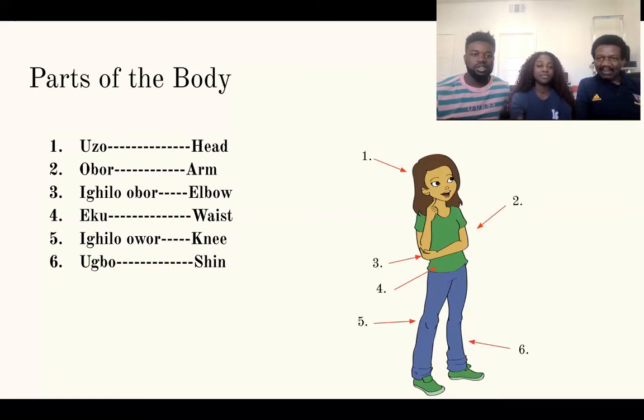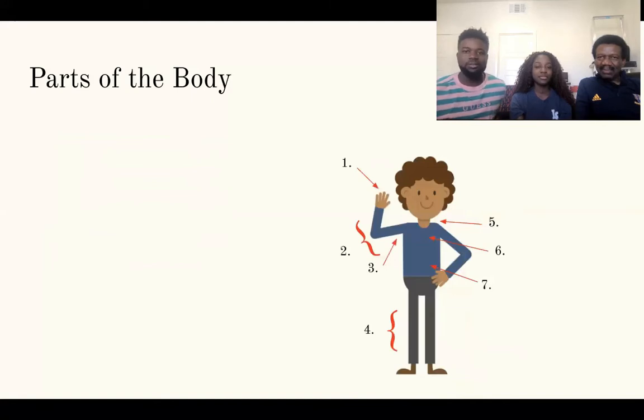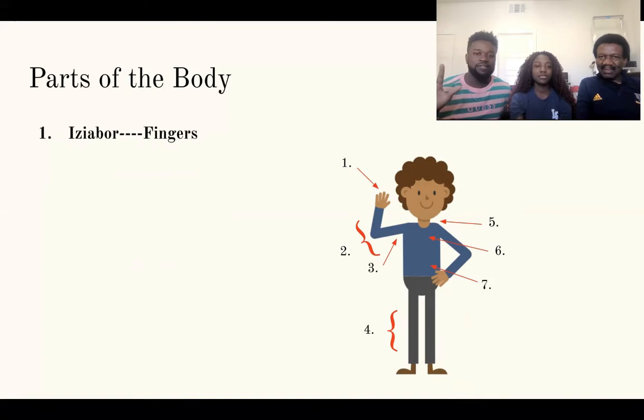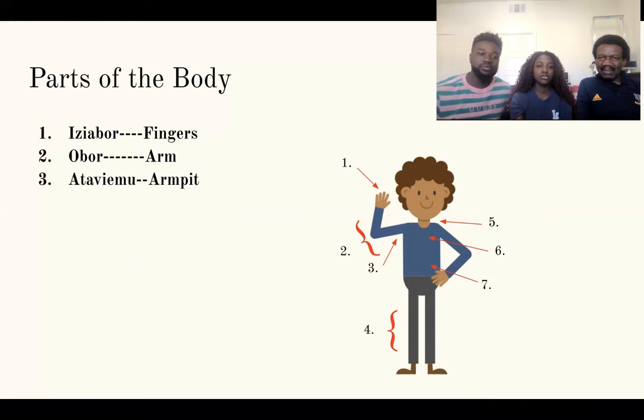Okay, so now continuing on with the parts of the body, we'll go through first all of the fingers, which is iziabo. And for a finger, you just convert the I to a U, so it'd be uziabo. And then next, again, arm is obo. Armpit is ataviemu. Leg is owo. Neck is oho.